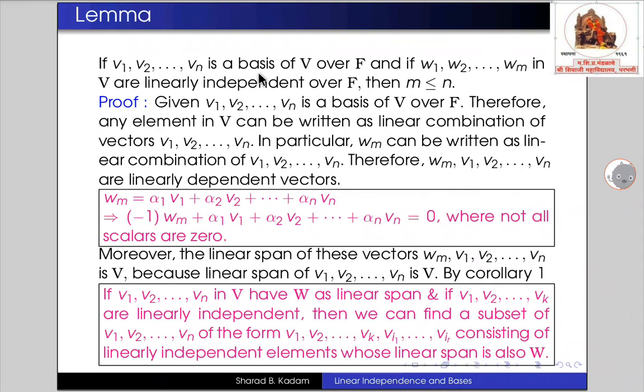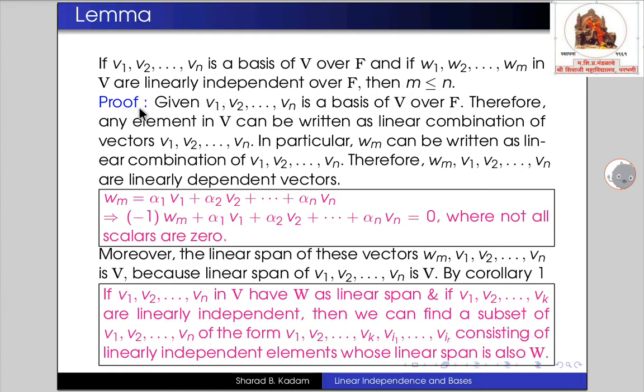So here, what is meant by basis? The definition of basis is: a subset S of vector space V is said to be a basis of V if the set S consists of linearly independent vectors and V equals the linear span of S. So from this we conclude that these vectors v1, v2, ..., vn are linearly independent and their span is the vector space V. So this lemma states that the number of vectors in a basis is always greater than or equal to the number of linearly independent vectors in a vector space.